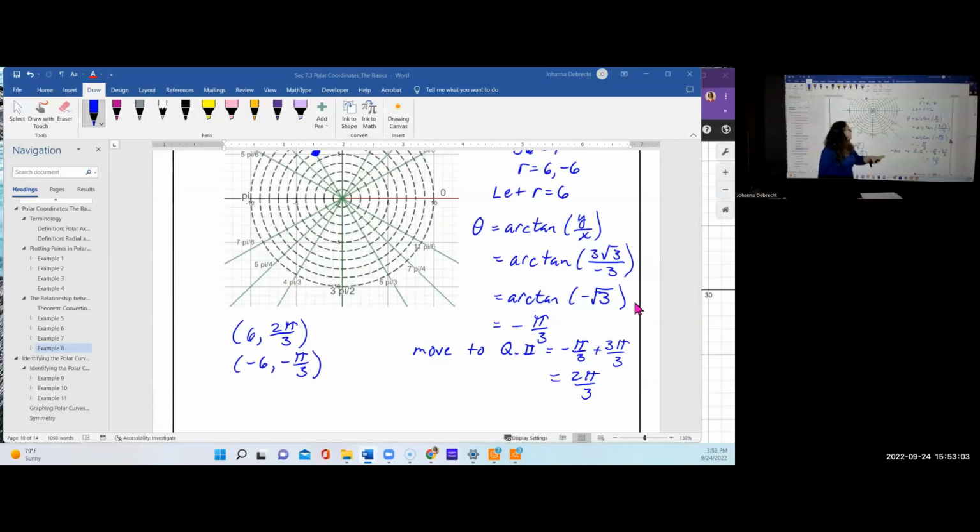Now, arctangent is only going to give me a value between -pi/2 and pi/2, so it spits back the value -pi/3. But I know from looking at the point in rectangular coordinates that it's not in quadrant 4, which is where -pi/3 is. So to get it into quadrant 2, I add pi to it by adding 3pi/3, which gives me 2pi/3. So I can use the positive radius value, 6, with the angle 2pi/3, or I could use the negative radius value, -6, with the angle -pi/3 in quadrant 4. And then because the radius is negative, it's going to shoot it out on the 180-degree line.